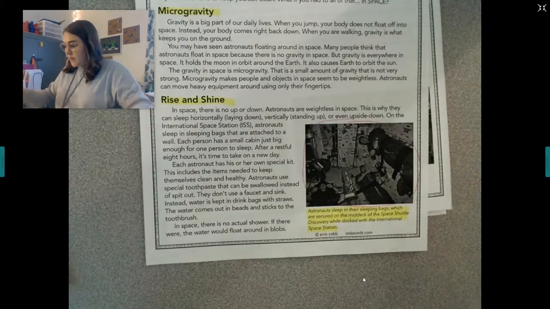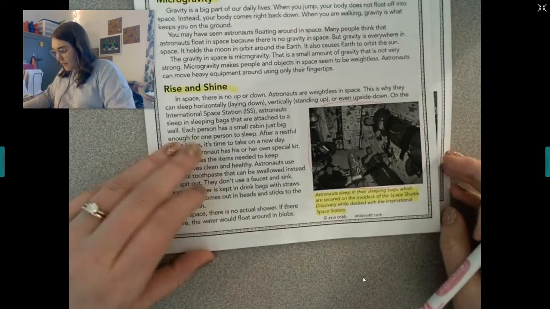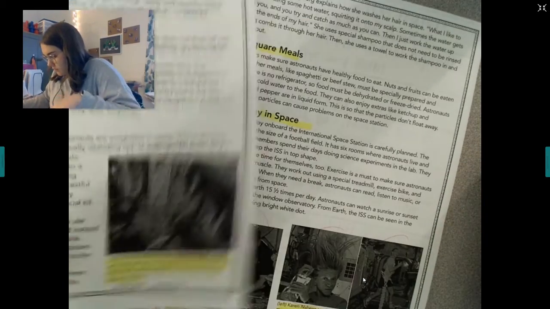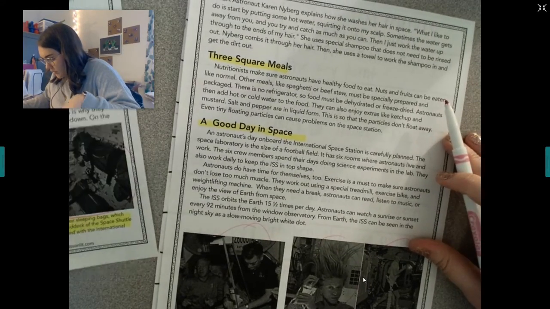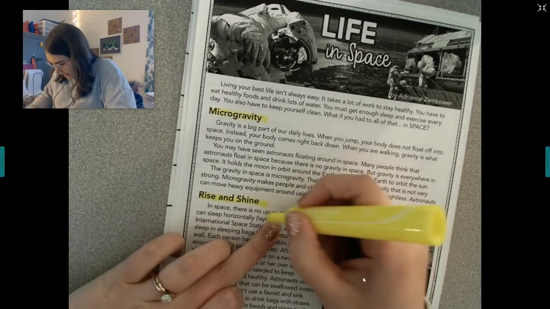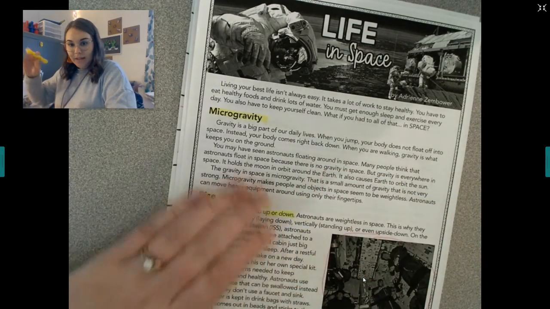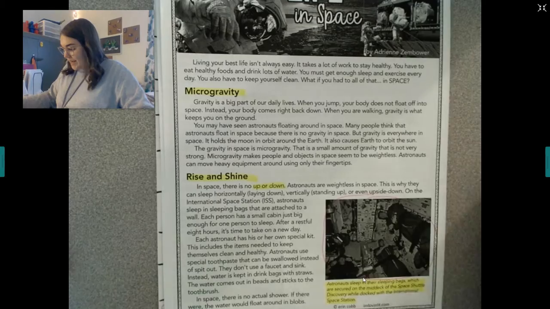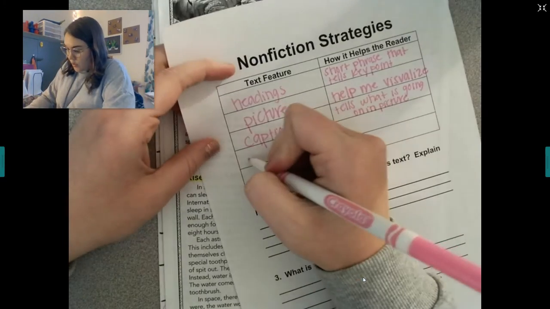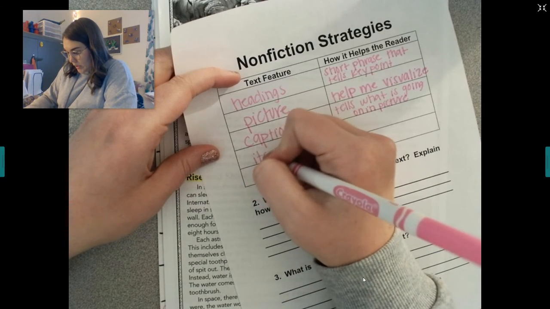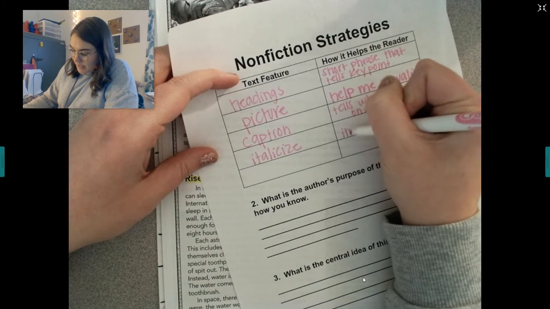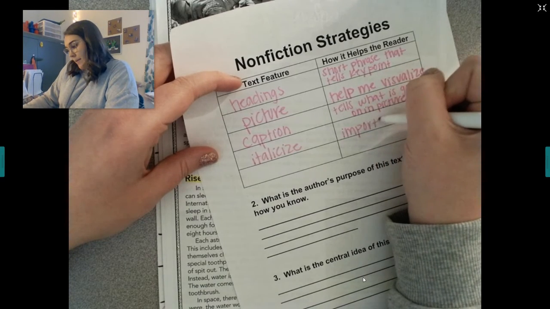All right, so let's see if we can find some more. I'm looking for bolded words. Ooh, italicized words. I do see this right here, and it's kind of hard to tell, especially on this document camera, but that is an italicized word. It's kind of slanted. So that would be a type of print, but I'm actually going to put italicized. And that tells me it's important, any different type of print.